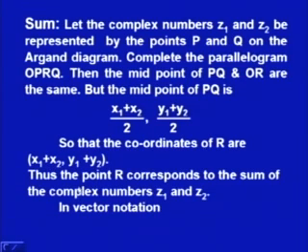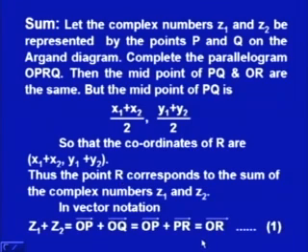Therefore, the point R corresponds to the sum of the complex numbers z1 and z2, because x1 plus x2 is the real part of the sum and y1 plus y2 is the imaginary part of the sum of z1 and z2. So, z1 plus z2 is represented by the point R in the figure. In vector notation, if we refer to the figure, z1 plus z2 is equal to the vector OP plus vector OQ, and this will be OP plus PR, because vector OQ is equal to PR, and OP plus PR is vector OR.